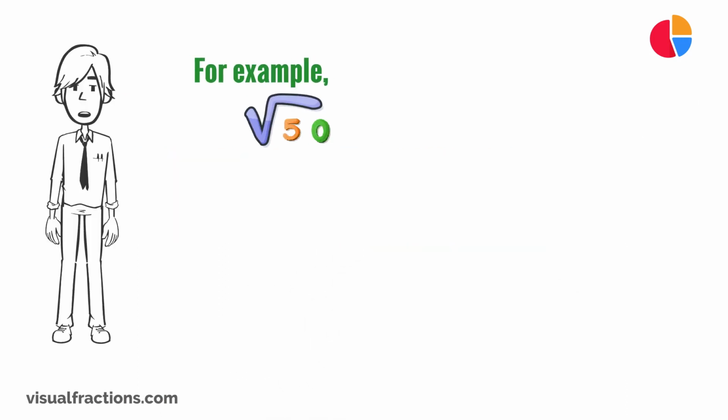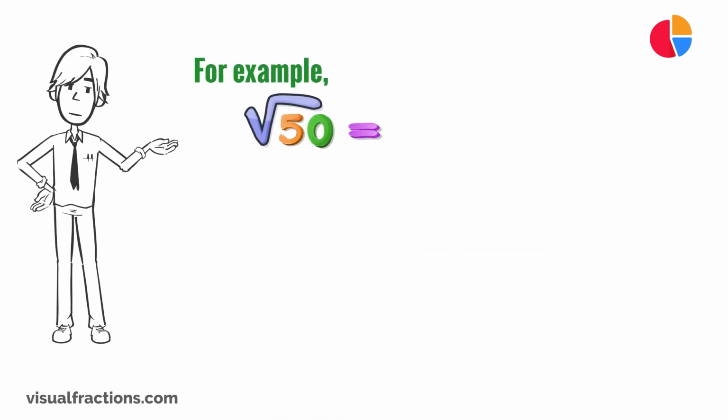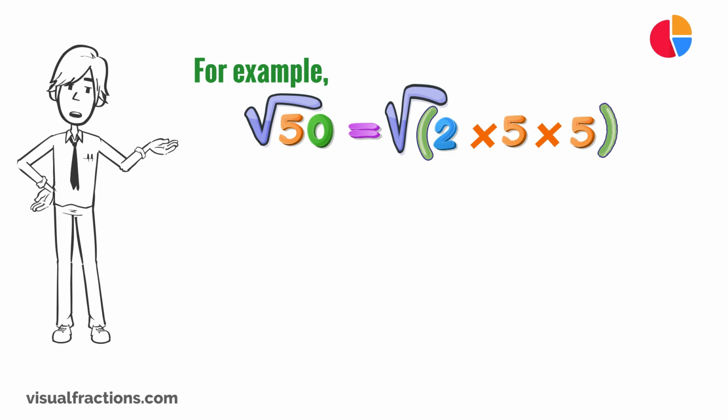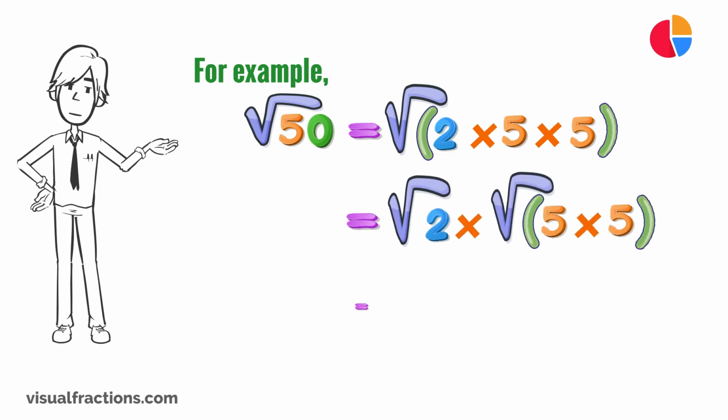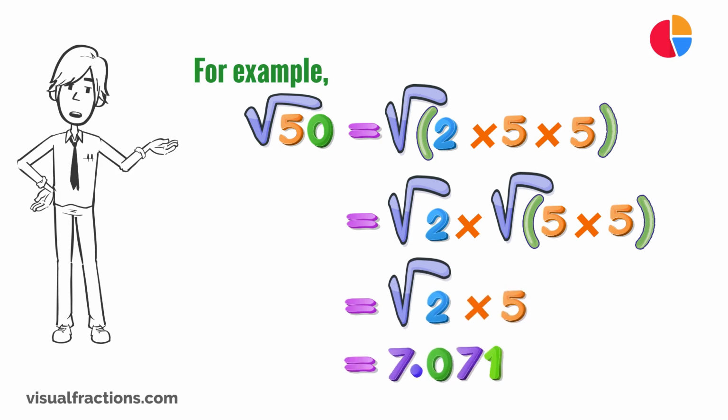For example, to find the square root of 50, we can break it down into 2 × 5 × 5 and group the 5's together, giving us √(2 × 5 × 5) = √2 × √(5 × 5) = √2 × 5 = 7.071.